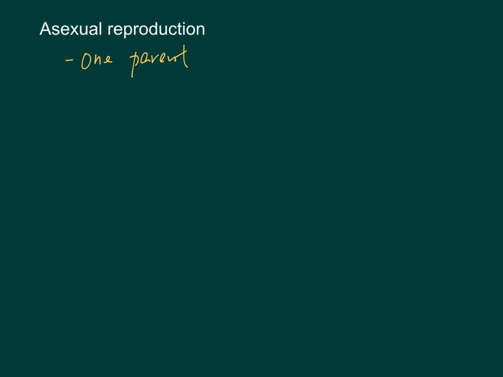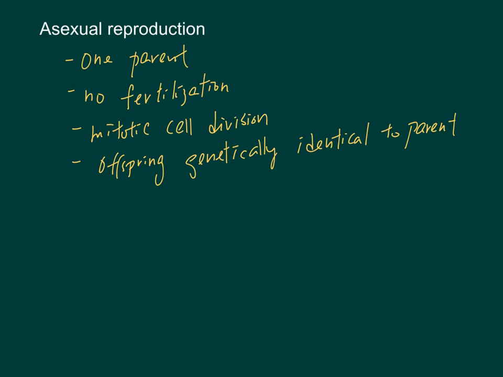In asexual reproduction, which will be carried out by plants as well as some unicellular organisms, only one parent is involved. There is no fertilization of gametes. Mitotic cell division is the primary form of cell division that takes place, and the offspring will be genetically identical to the parent.